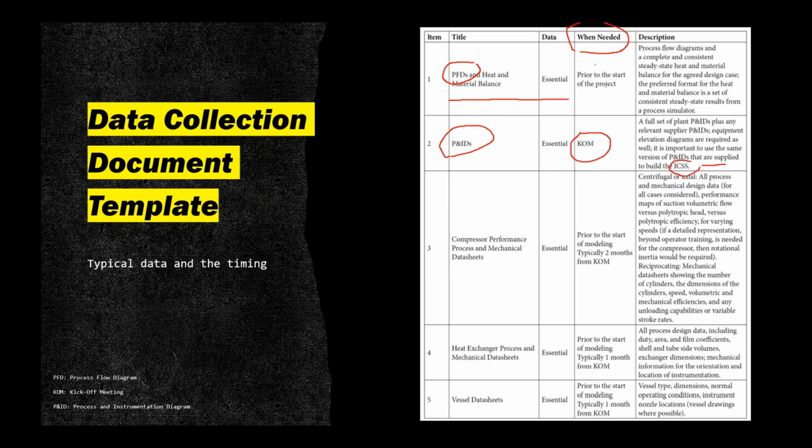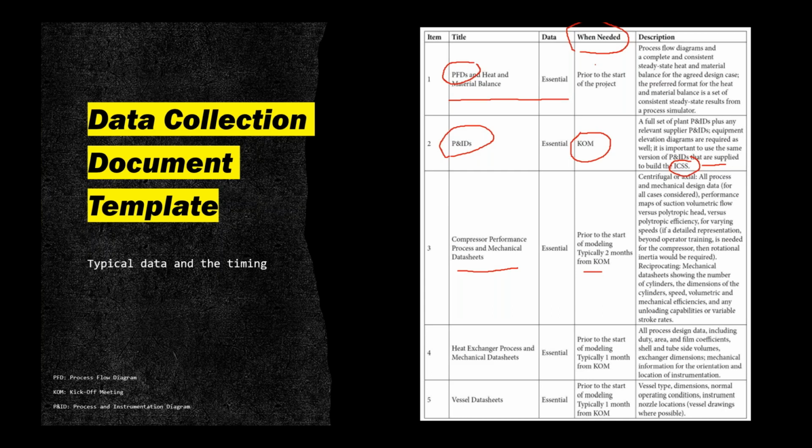model. And then compressor performance, process and mechanical data sheets. This is essential, prior to the start of modeling, and also typically 2 months before the kickoff meeting. So if you have a compressor, be it centrifugal or axial, all the process and mechanical design data that is considered must have the right, tally data, be it suction volumetric flow, polytropic head, efficiency, varying speeds.